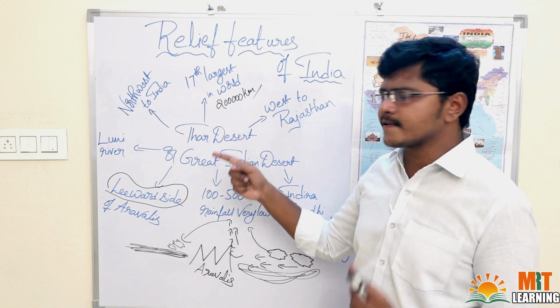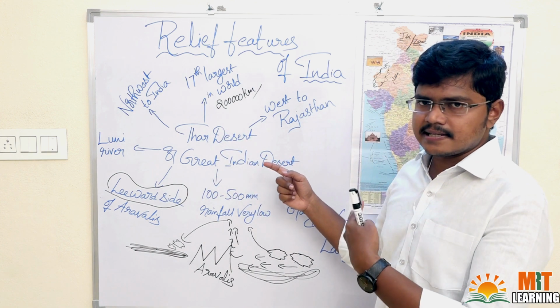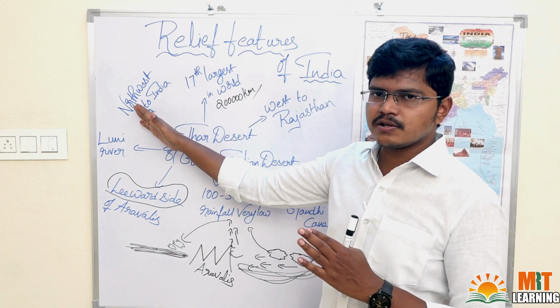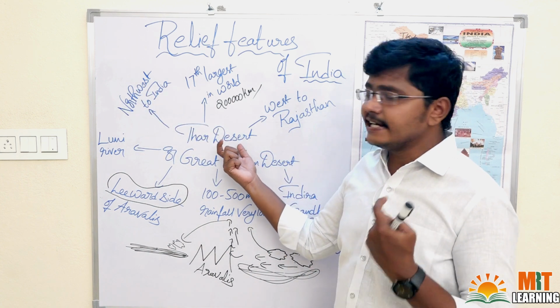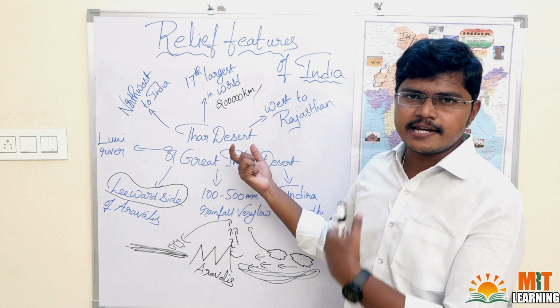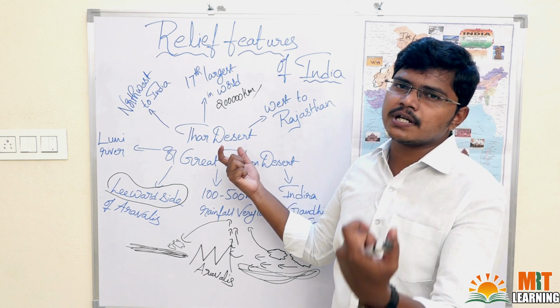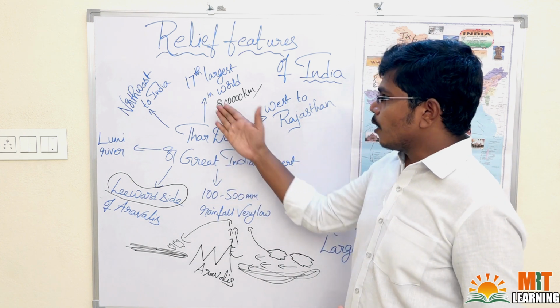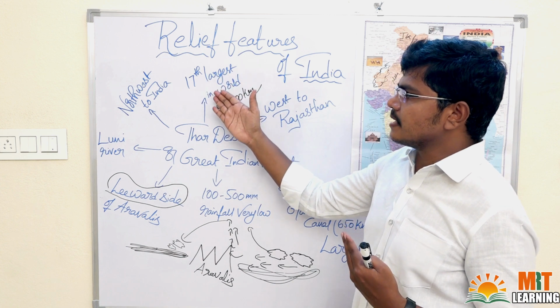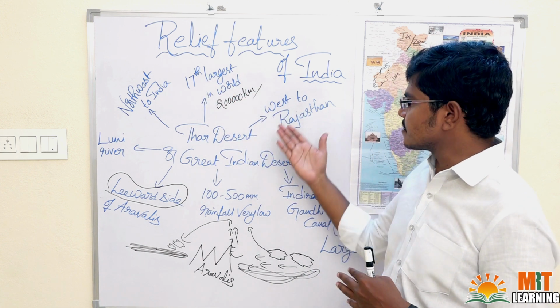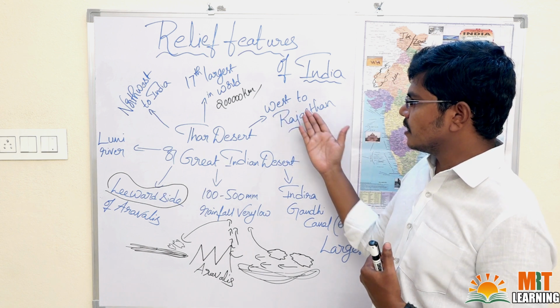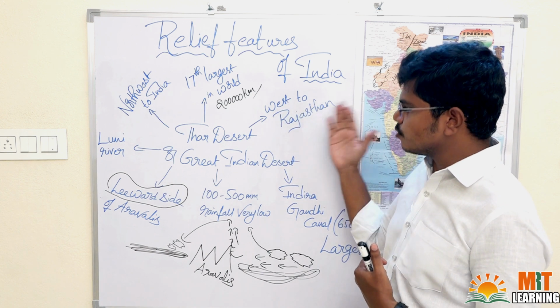The third desert is also considered the Great Indian Desert. In which direction of India is it located? To the northwest of India, and 85% of the Thar Desert we can see in India, and 15% in Pakistan. It is the 17th largest desert in the world, with 2 lakh square kilometers. In which direction is it located? In Rajasthan, that is, west of Rajasthan.